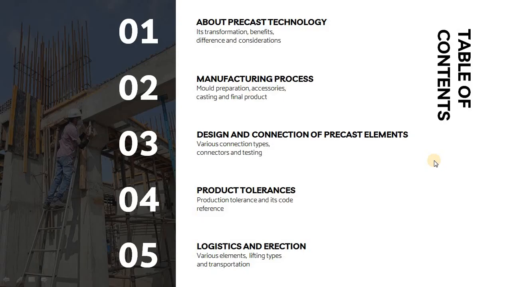So this will be our flow of the content. First we will see about the precast construction technology. Then we will move on to the manufacturing process, where we will see how the molds are made, how the elements are casted, and then we will move on to the design and connection part of the elements. And then we will see the tolerance that are permitted by the Indian standard code as well as the foreign codes. And then lastly we will see the logistics and erection of the elements.